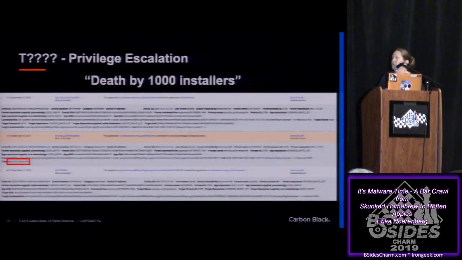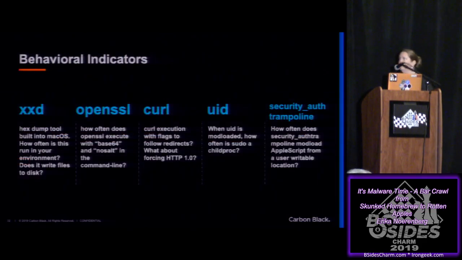And again, we see the artifact of this. This is security auth trampoline that's being executed here by the malware. So the behavioral indicators I kind of touched on a little bit.